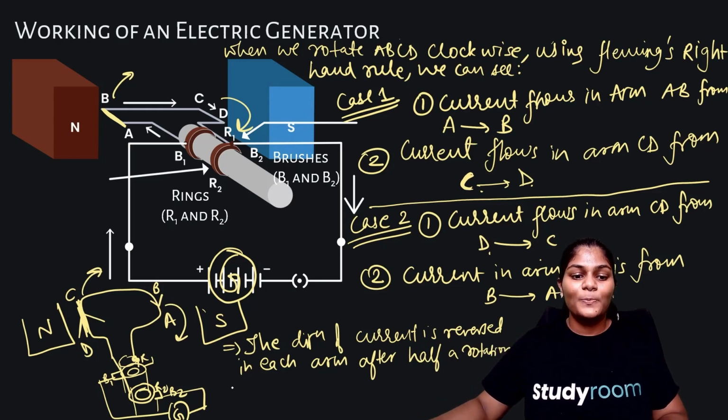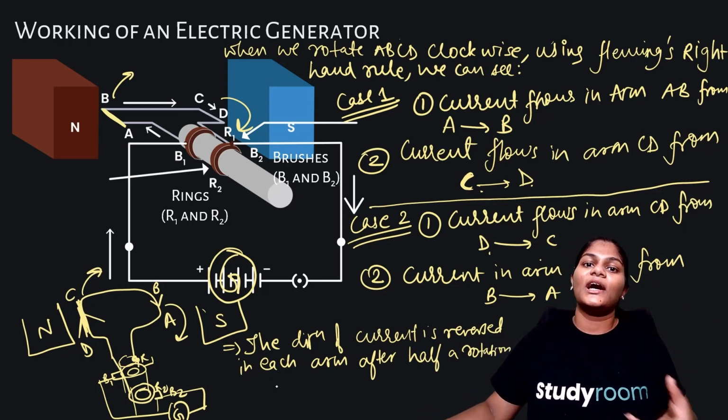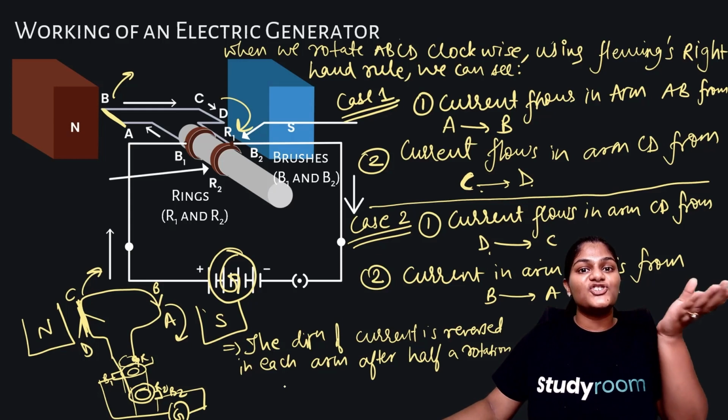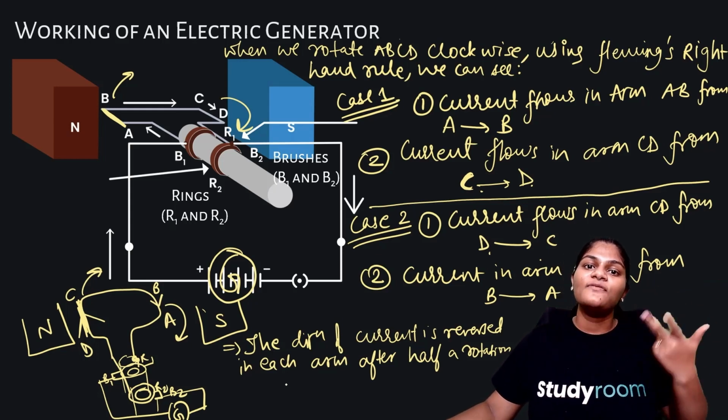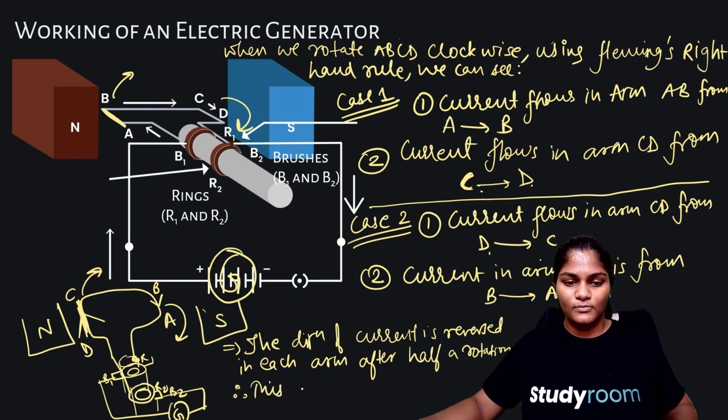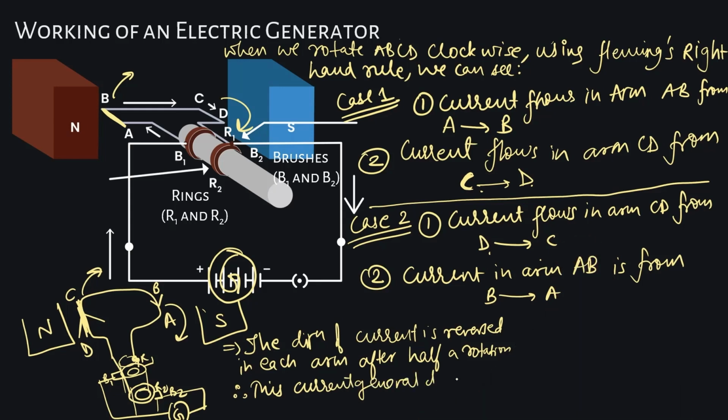So this property is known as an alternating current produced. Okay, so this alternating current basically changes its direction after every half cycle. Okay, so we've written direction of current is reversed after half a rotation. Therefore, this current generated is called alternating current, or AC as a short form.